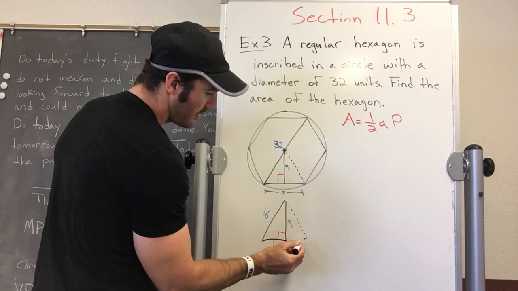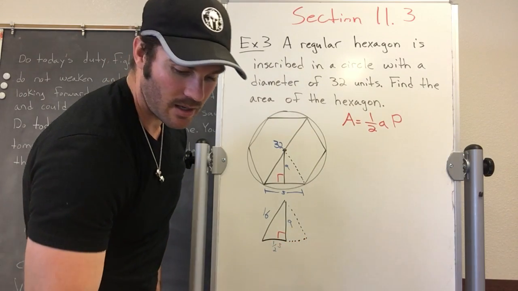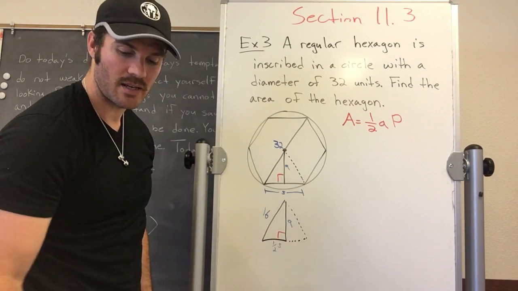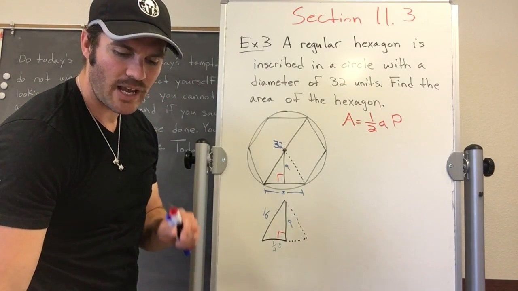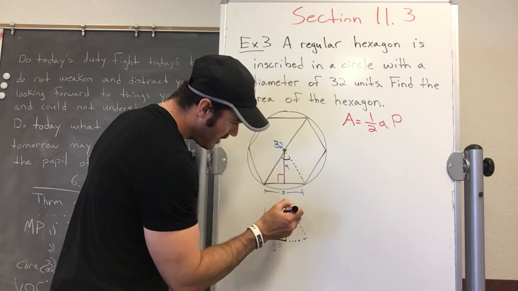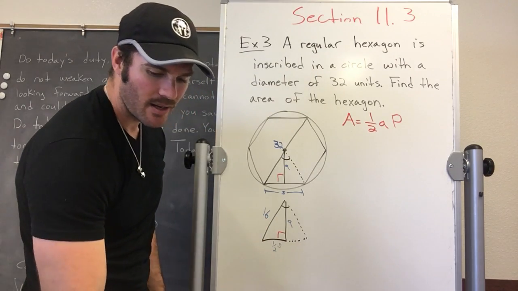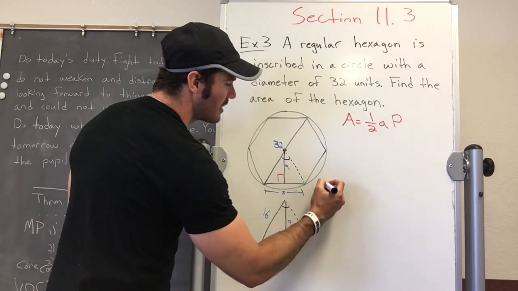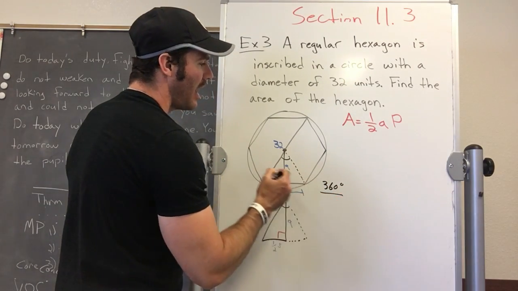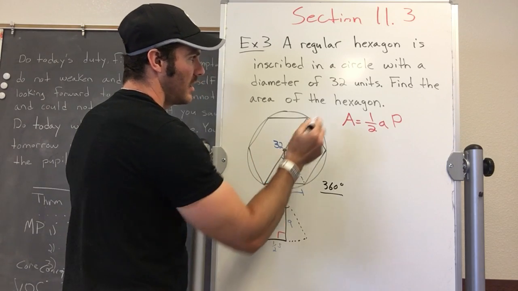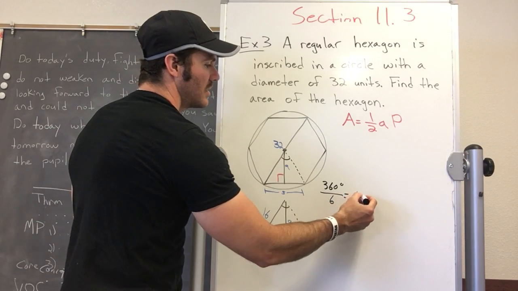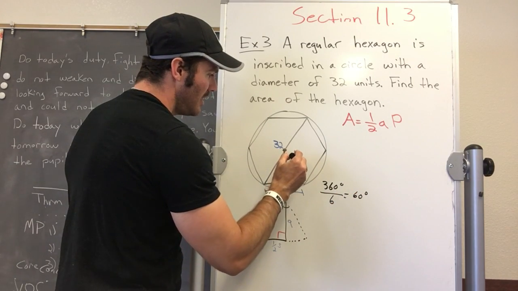I'm just going to do a little dotted line here. In the previous core concept or the vocabulary, the central angle of a regular polygon. That's the central angle of the polygon. And that was found by taking 360 degrees and dividing by how many sides there are in the polygon. In this case, a hexagon is 6. So 60 degrees. This is 60 degrees.